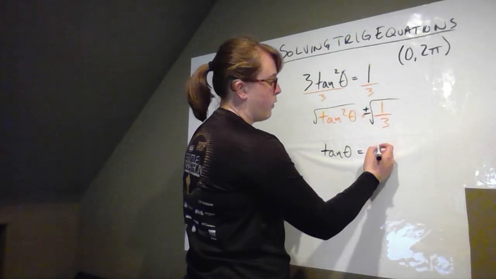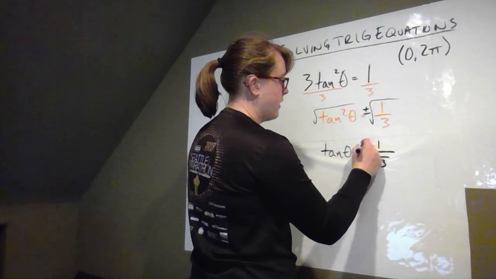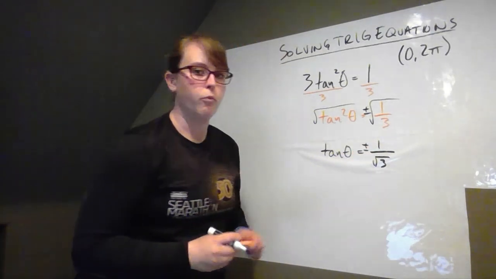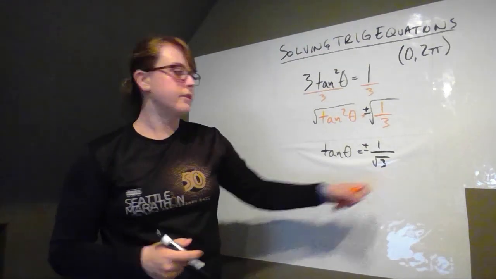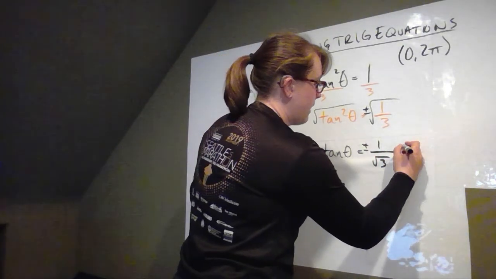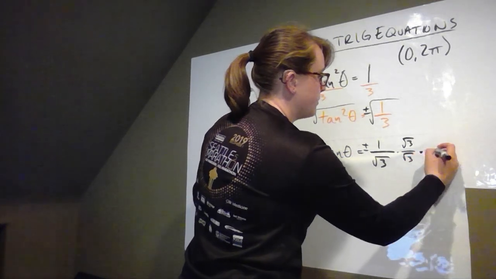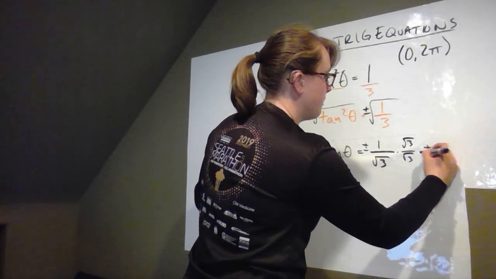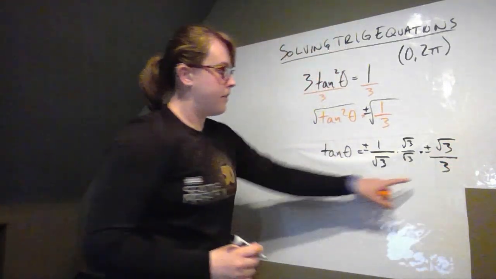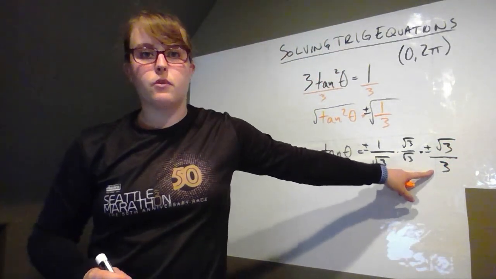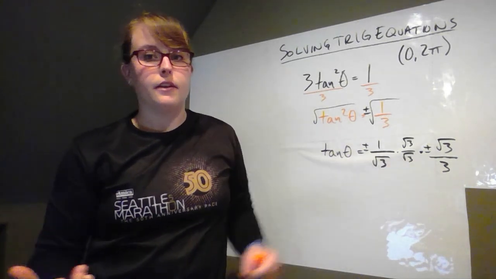So the square root of 1 is 1. The square root of 3, square root of 3. So we have plus or minus 1 over the square root of 3. And the rationalized way of writing this is if I were to multiply by the square root of 3 on the top and on the bottom, which would give me plus or minus root 3 over 3. Now this is important because this is the more easily recognized form in the unit circle of tangent.